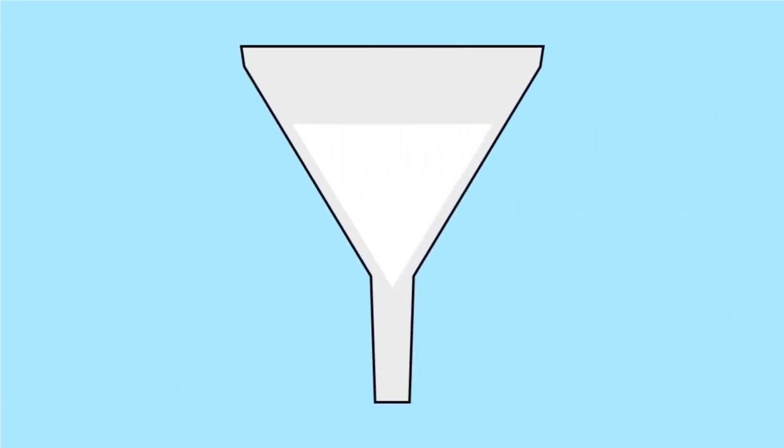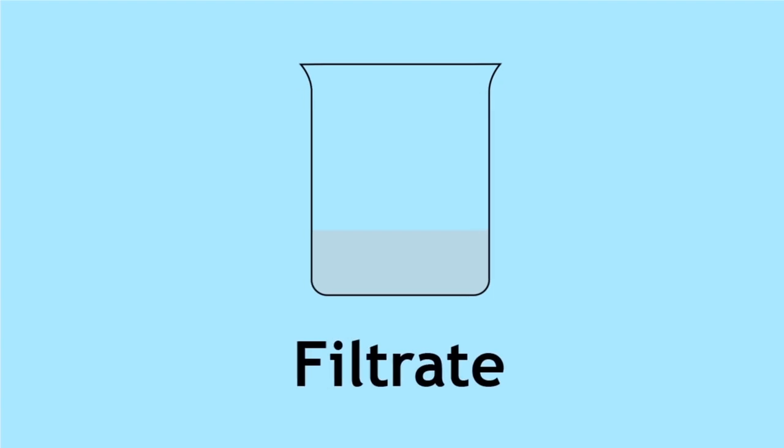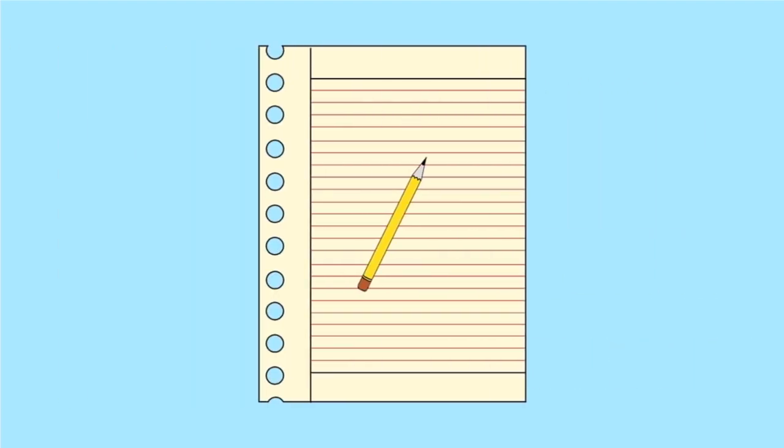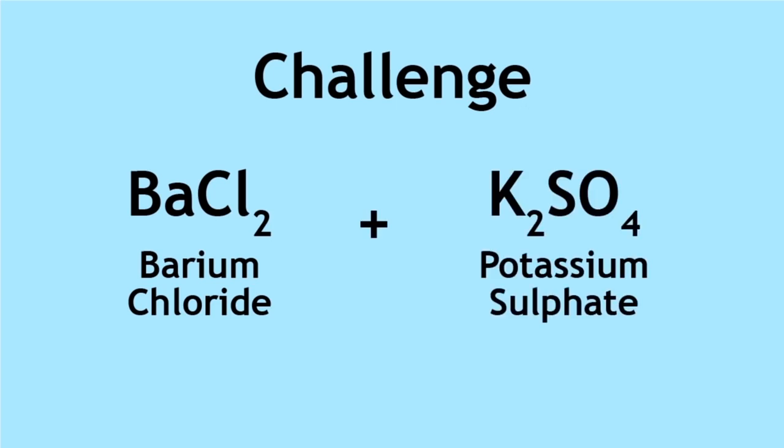The solid collected is known as the residue, and the liquid that the solid is separated from is known as the filtrate. Are you ready for a challenge? Let's grab a pencil and a piece of paper. Predict the products for the double displacement reaction of barium chloride and potassium sulfate and write the reaction equation. Remember to include the state symbols and to fully balance the equation.